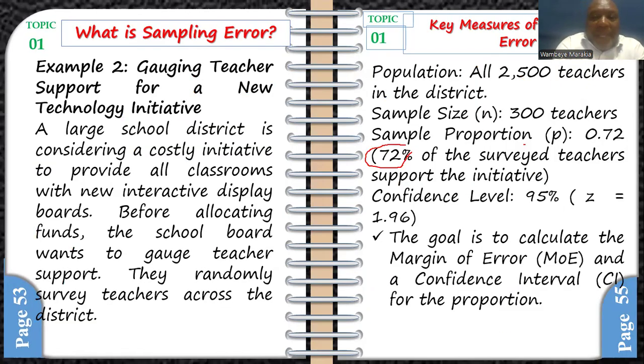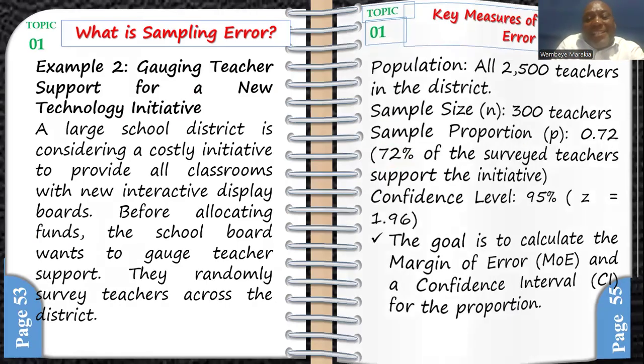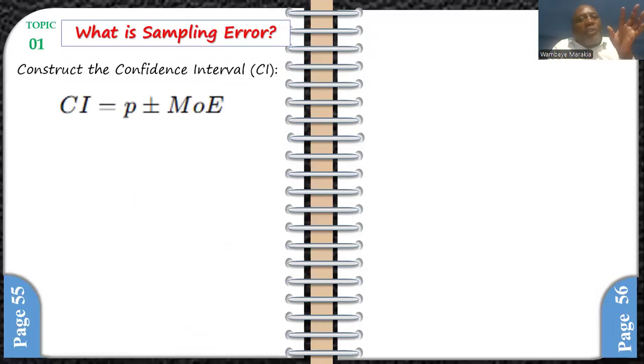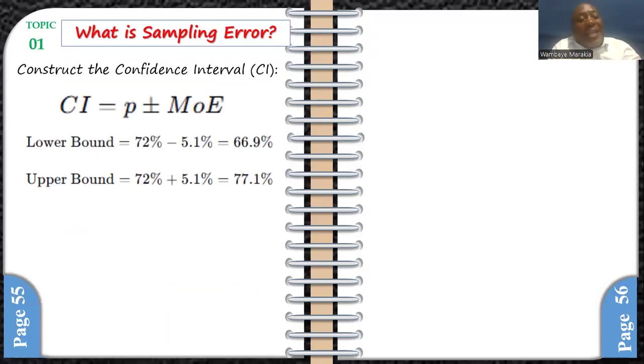Let me go back. 72% here is the sample proportion that agrees with the initiative you are carrying out. And we have calculated the margin of error. In this case, it is 5.1%. So we are now constructing the confidence interval where we are going to get the lower bound and the upper bound.